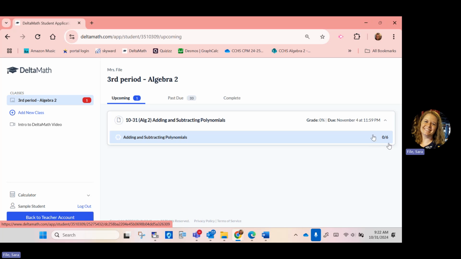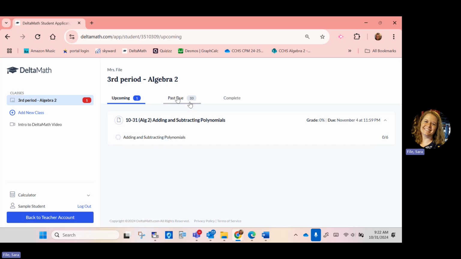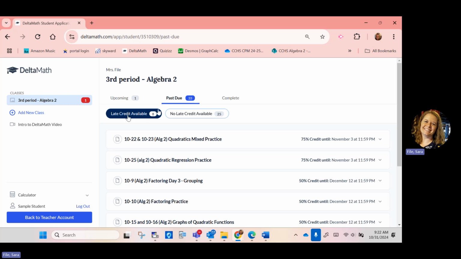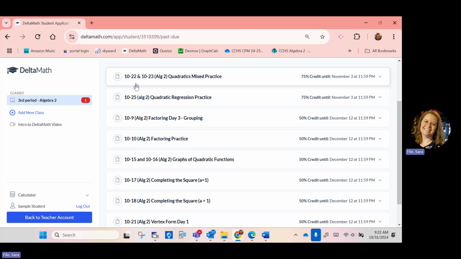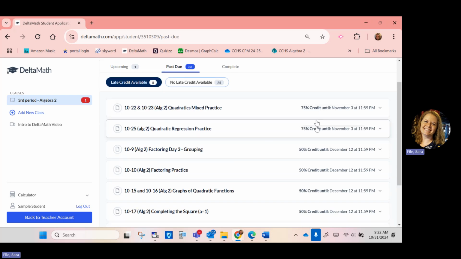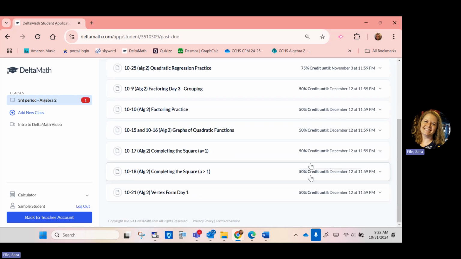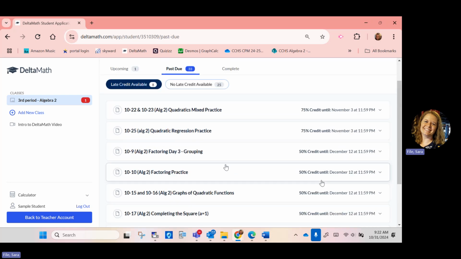It's a short and sweet assignment, but I want you to check also your past due tab. Anything here where it says late credit available, any of these assignments may still be showing. The most recent couple are at 75% credit still until Sunday. So through the weekend, you can still get 75% credit on those last 2 Delta Maths. Everything else is at 50% credit till December 12th. So you can go back and get those individual daily grades up by completing more of those.